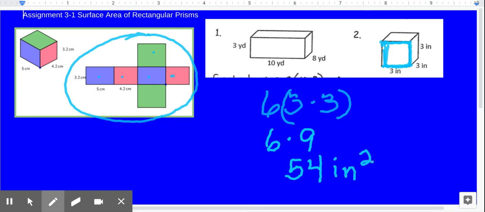Okay, so remember, when you're trying to find surface area, all you're doing is finding the area of each side of the shape. And a lot of times you're going to have 2 sides that are exactly the same. So you really only have to find the area of 3 different sides, and then you multiply that by 2. But sometimes the sides aren't. When you have a cube, they're all going to be the same, and that makes it a little bit easier, I think.